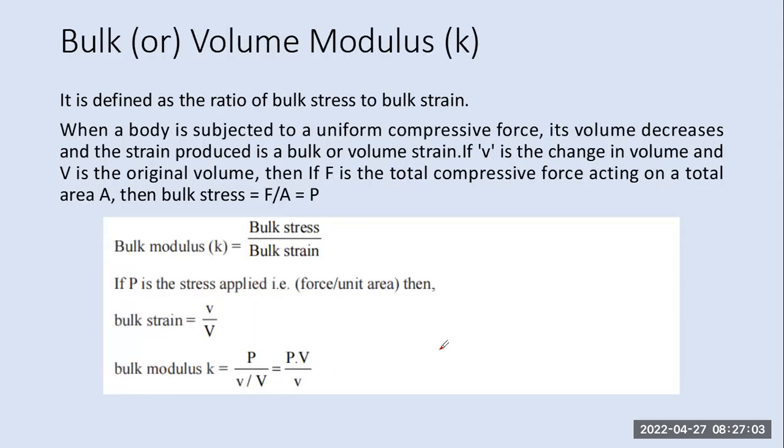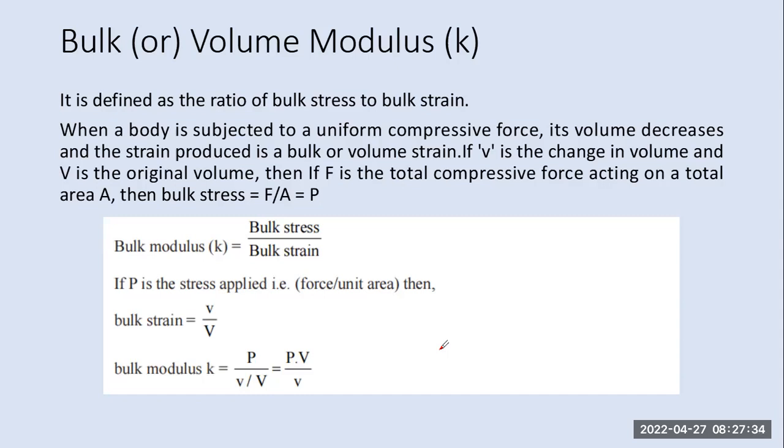Next is our bulk or volume modulus, represented as small letter k. It is defined as the ratio of bulk stress to bulk strain. When a body is subjected to a uniform compressive force, its volume decreases. Because you squeeze it, you press it. So the volume of the object will decrease. And the strain produced is a bulk or volume strain.